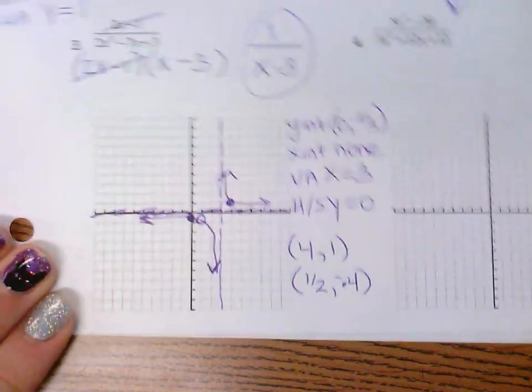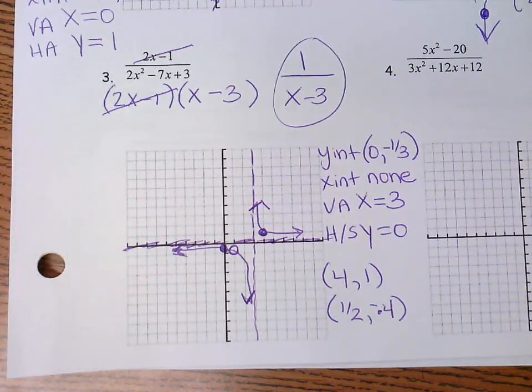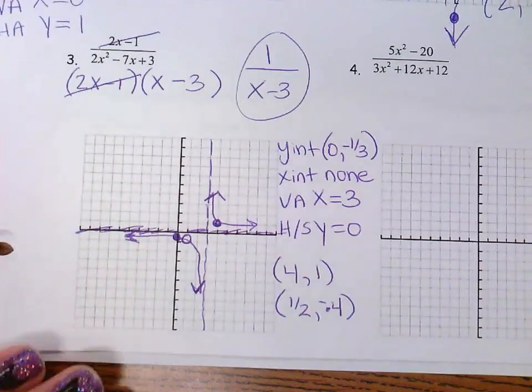That's a lot of work for one graph. So that would be like one question on the quiz, and maybe I'd give you one other question on the quiz because you've got to go through those 4 steps. All right, so let's do number 4 together.